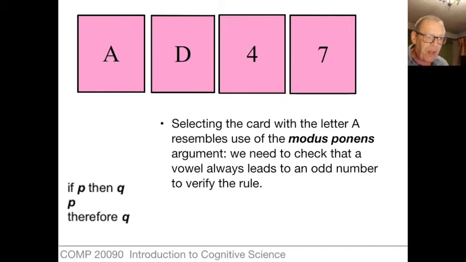So, letter A, let's see. Well, that looks like our modus ponens. If P then Q, so if there's a vowel, then there's an odd number, and here we see there's a vowel. So the rule requires there to be an odd number on the other side, so we're going to have to check that card.